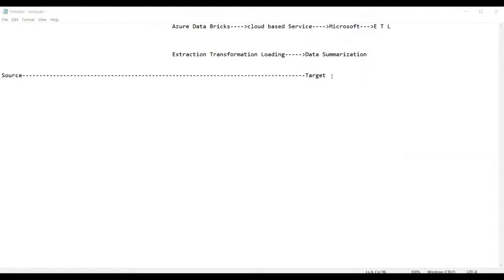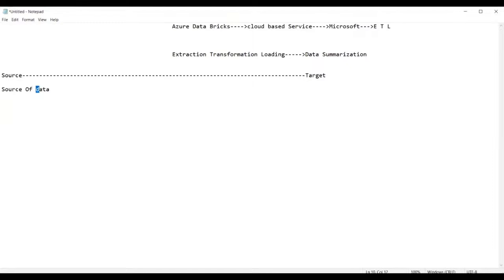Source is nothing but the source of data. That is, a place from where we get the data is called the source of data. A place from where we get the data is called the source of data.